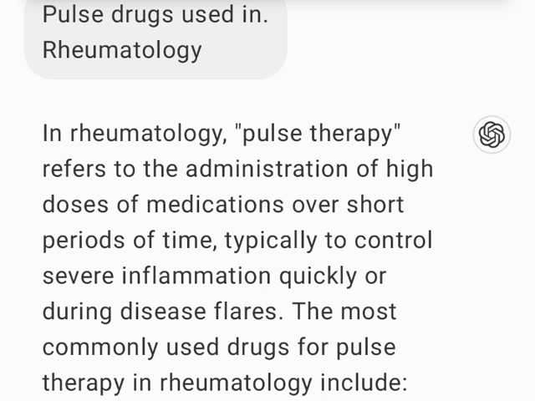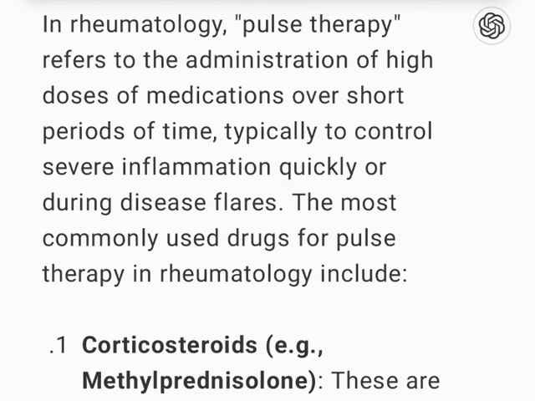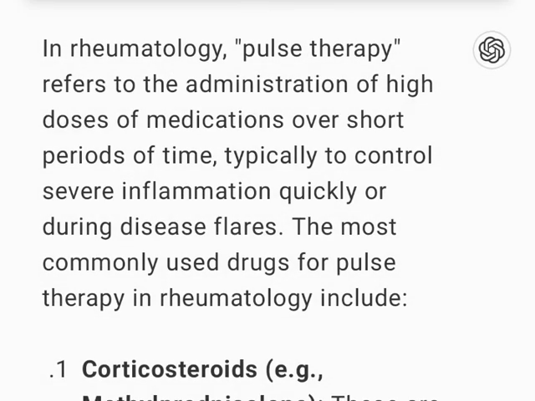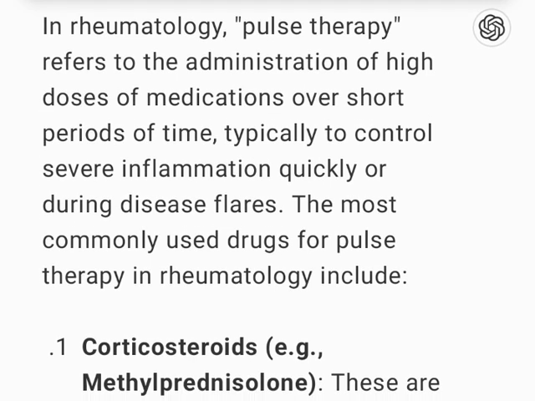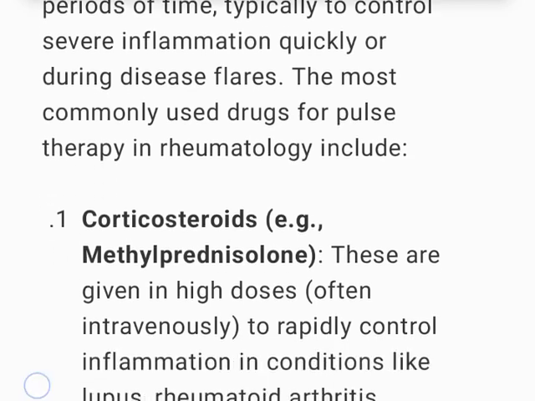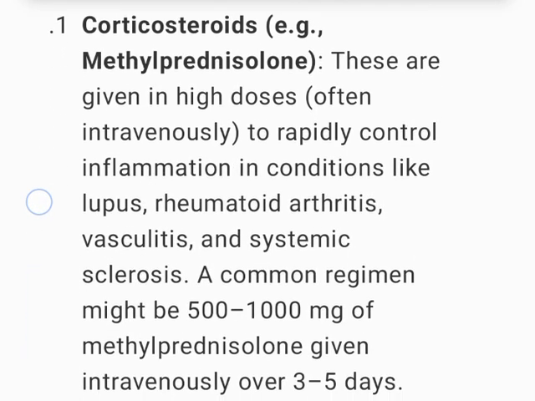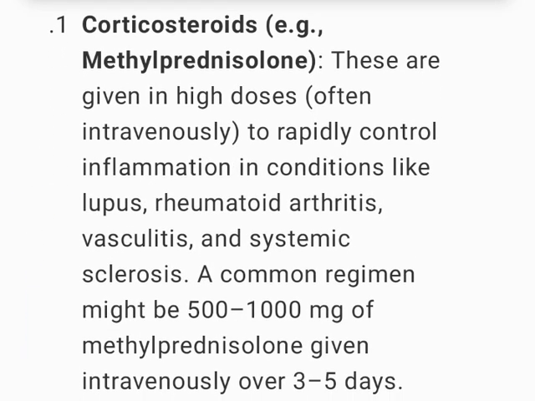In rheumatology, pulse therapy refers to the administration of high doses of medications over short periods of time, typically to control severe inflammation quickly or during disease flares. The most commonly used drugs for pulse therapy in rheumatology include: 1. Corticosteroids, e.g., methylprednisolone.